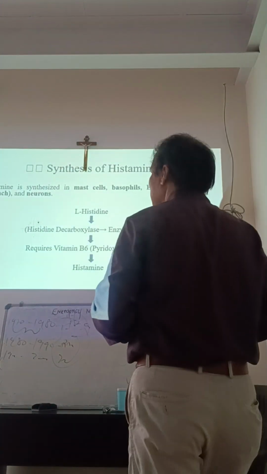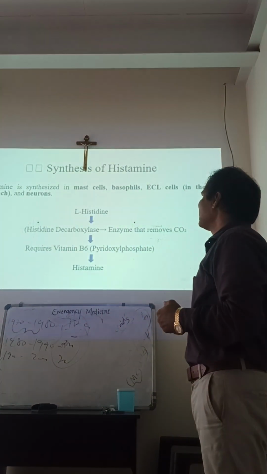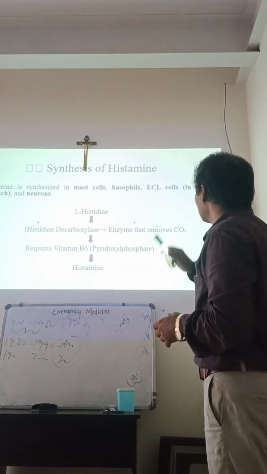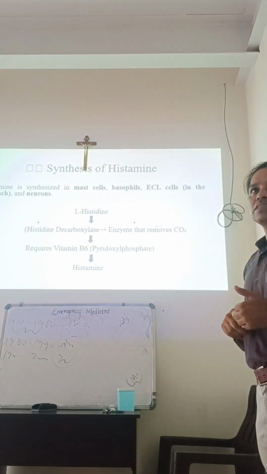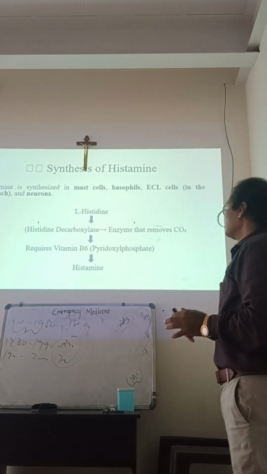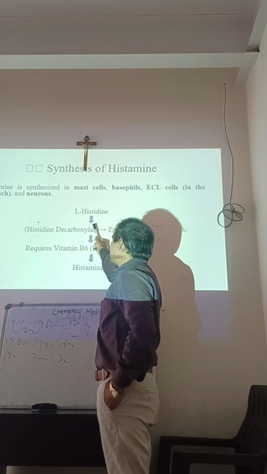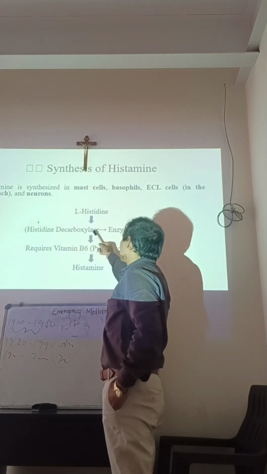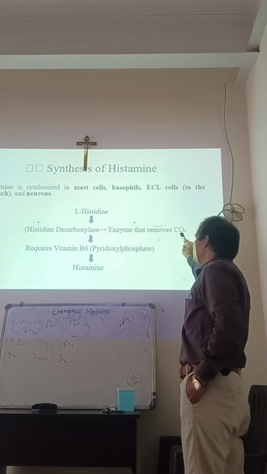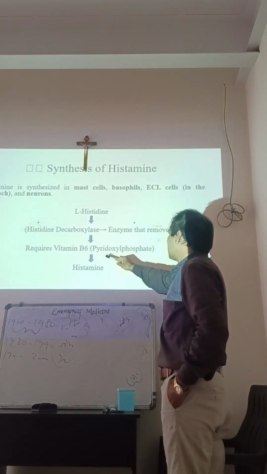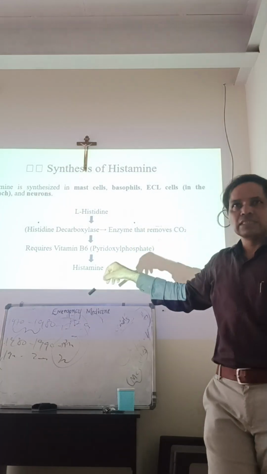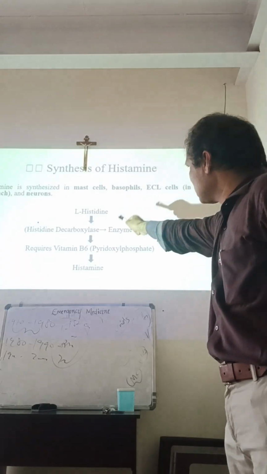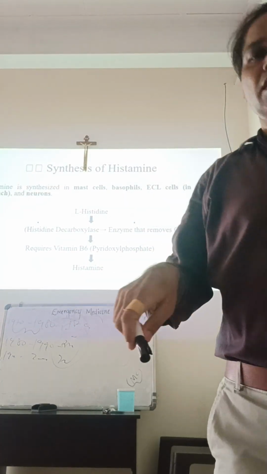Now what does it do? First you see what is the function of histamine, how it is produced. Histamine is synthesized in the mast cells, basophils, enterochromaffin-like cells in the stomach, and neurons. These are the sites where histamine is produced. So L-histidine, by the enzyme histidine decarboxylase, loses carbon dioxide. The enzyme requires vitamin B6, pyridoxal phosphate, from L-histidine. That forms histamine. This is how it gets synthesized in the body. In all these cells, this is the pathway by which histamine gets synthesized and released.